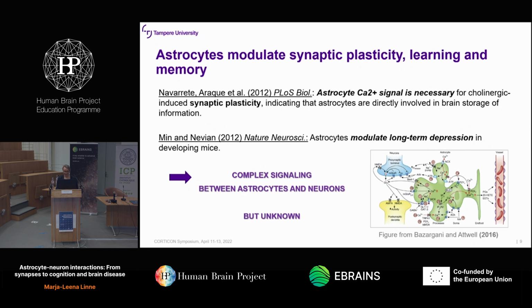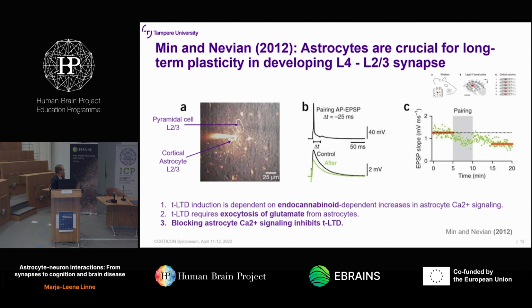This paper is very complex, but I tried to squeeze the main results into this slide with these 3 items. They concluded in their study that timing-dependent LTD induction depends on an endocannabinoid-dependent increase in astrocytic calcium signaling. And it's specific for this type of synapse. In another synapse elsewhere in the cortex, it can be some other neuromodulator, but in this case it's endocannabinoid, so it's specific for this synapse.